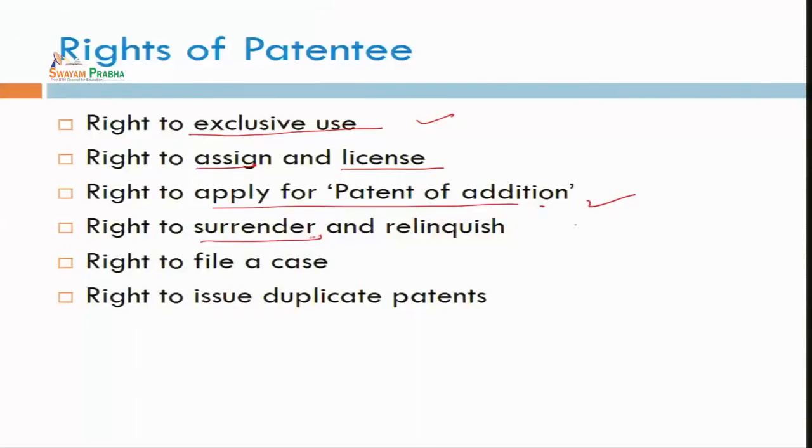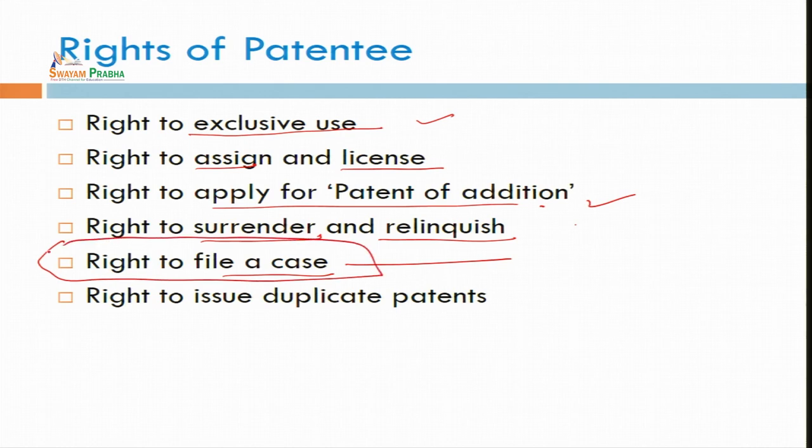He has the right to surrender also. If he is not going to renew that particular patent, then the patent will come to an end. He has also the right to surrender to the patent office, and the right to relinquish. He can release that patent in favor of the general public. He also has the right to file a case in case of infringement. That is a very important right, because these rights of patentees are economic in nature. He also has the right to issue duplicate patents if circumstances exist.